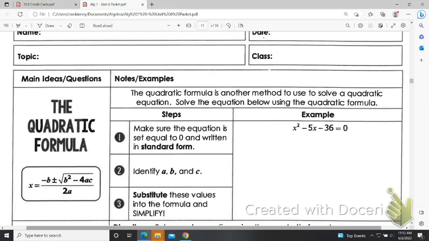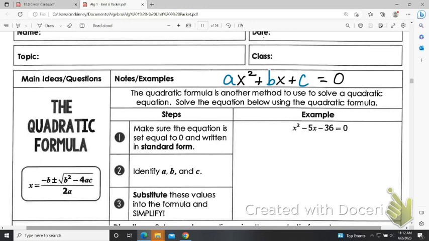So let's start off with this first one. Remember that standard form for a quadratic. We should review that, because if it's not in standard form, you're going to be using the wrong numbers in the wrong places. So standard form for a quadratic, remember, is when we have ax squared, plus bx, and then plus c, and it's set equal to 0.